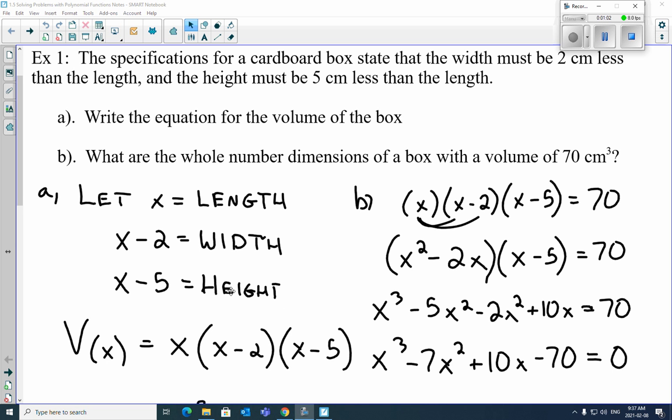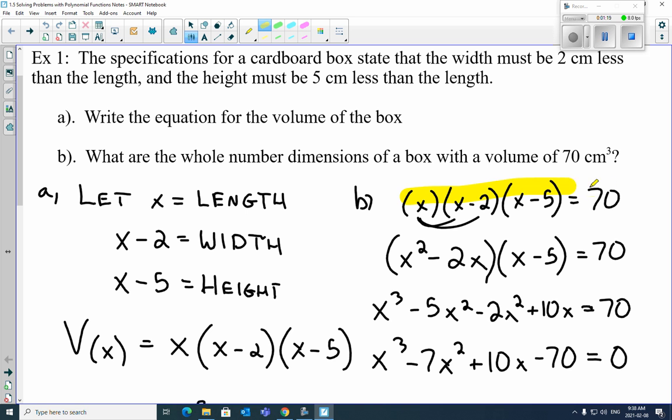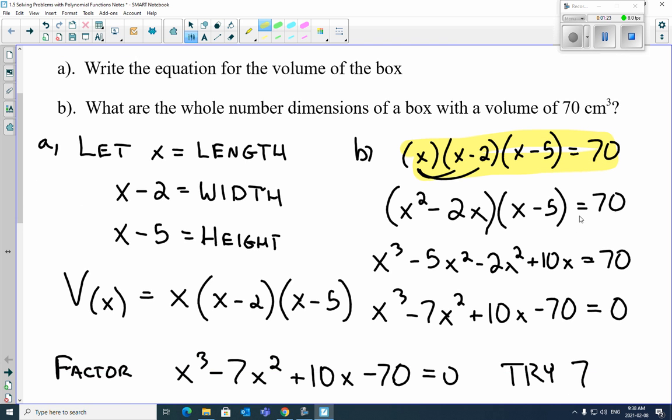Now, if they tell us that the volume is 70, what are the dimensions? So this is where we have to work backwards. Over on B here, we can look at that. Here, let me get a highlighter going. So we have x times x minus 2 times x minus 5 equals 70. So there's our equation. The only thing we've done is replace the volume with 70. Well, how do we work backwards? Well, you're going to have to do some foiling, right? You're going to have to do some distributions here.